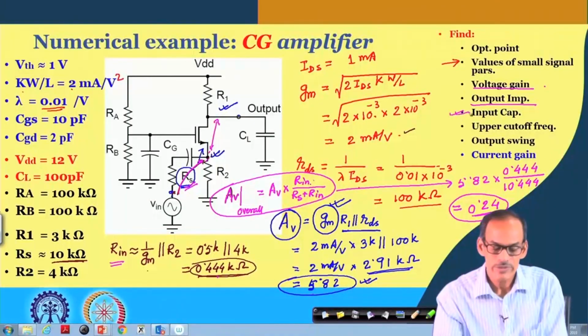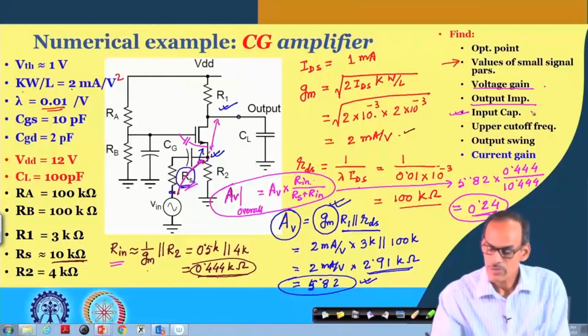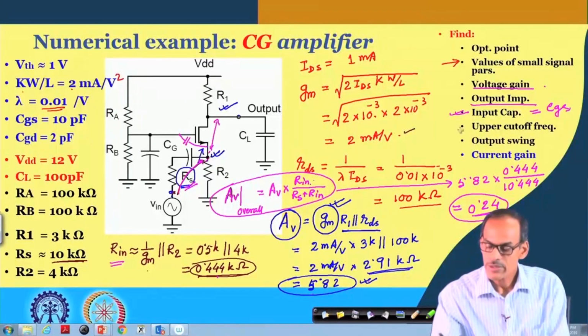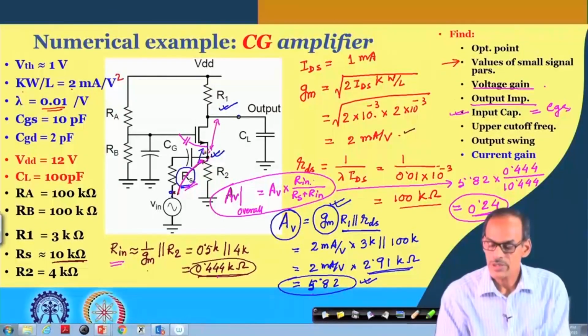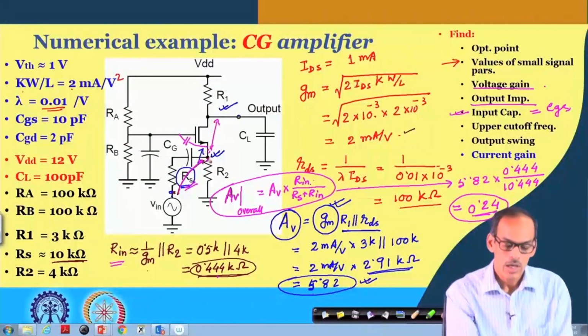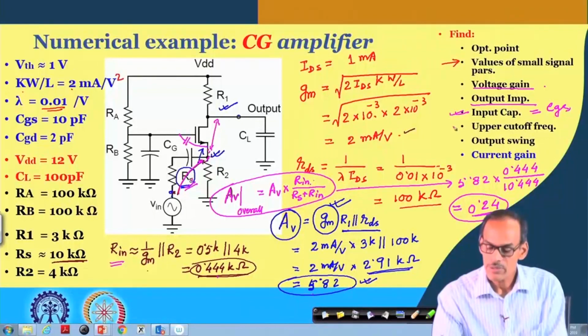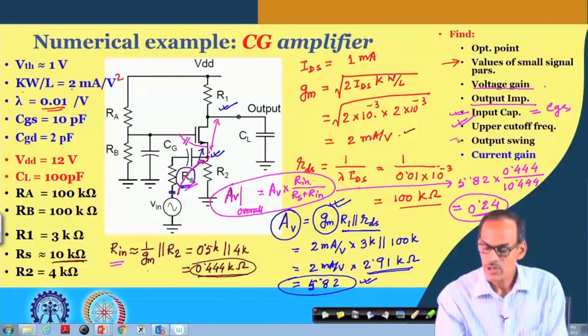Input capacitance of this circuit is similar to the common base, namely input capacitance is CGS, and from that we can calculate the upper cutoff frequency defined by Rs and input capacitance. So, those things I will not be repeating, but I must say something about this output swing.